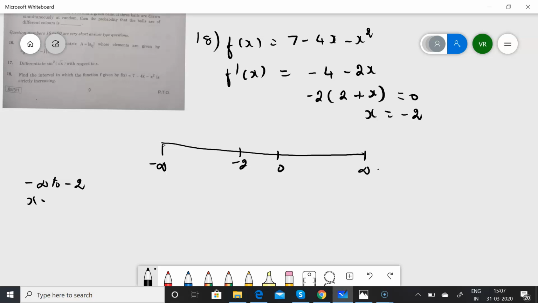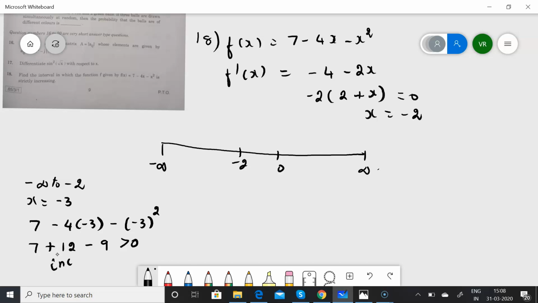Now let us take x equal to minus 3. In that case, I'll get 7 minus 4 into minus 3 minus minus 3 the whole square, which gives me 7 plus 12 minus 9. So obviously it is greater than 0. So it is strictly increasing. So for all values in the interval minus infinity to minus 2, we can see it as strictly increasing.